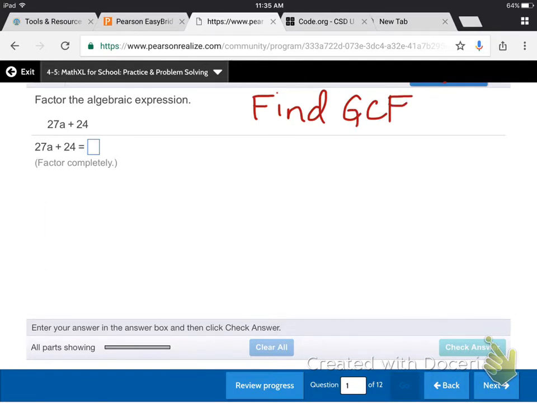The biggest number that can divide into both of these terms, and the largest combination of variables that also divide evenly into each term. So in this case, we're looking at 27 and 24, and we know both those numbers are divisible by 3. So we will start off by saying the GCF is 3.